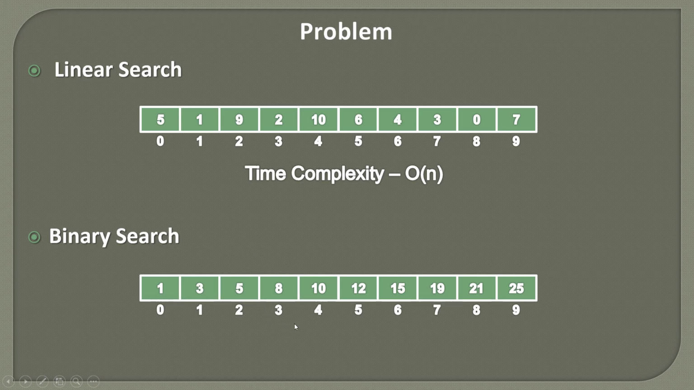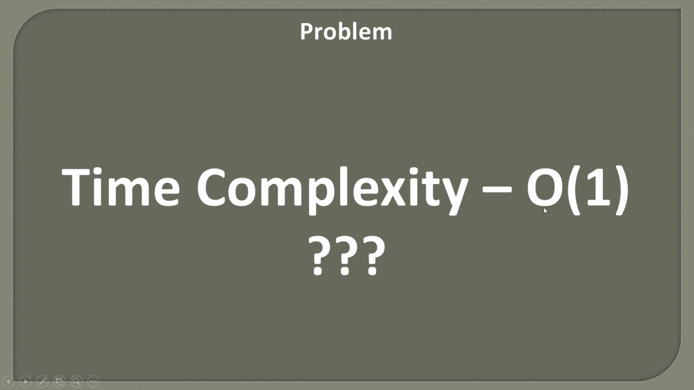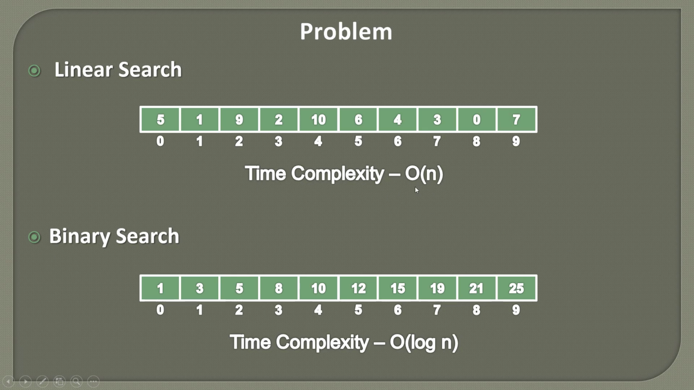So the time complexity of binary search comes out to be O of log n, which is pretty much faster than O of n. But here the problem still remains, which is: is there any data structure or any search technique which gives us a time complexity of O of 1? Because searching an element in linear search takes O of n, which is not feasible for the search operation, and binary search takes O of log n.